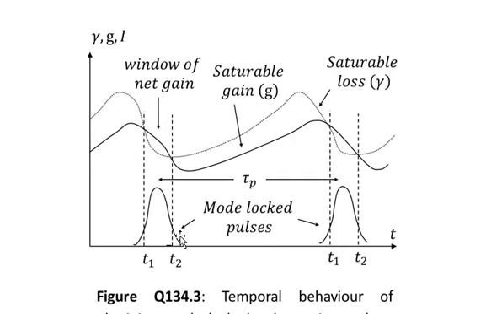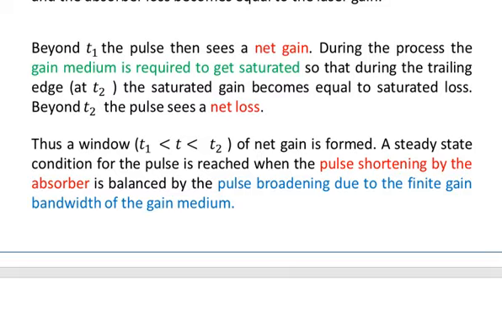So again at time t2, you can see that the net gain and the net loss are equal to each other, and after that the loss due to the absorber becomes larger than the gain. So no output in this region. And when it repeats after time tau p, then of course the same situation will appear between time t1 and t2. So thus a window in time between T1 and T2 of net gain is formed. This is the window where the net gain is generated.